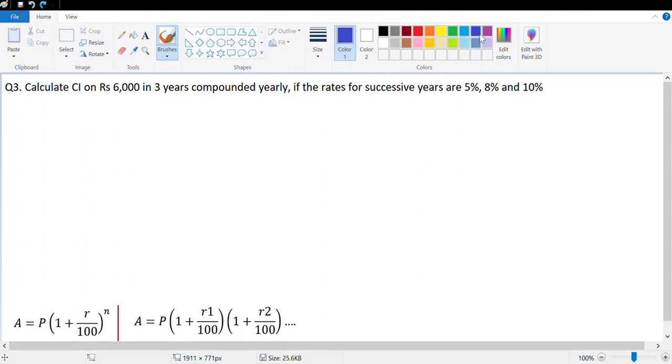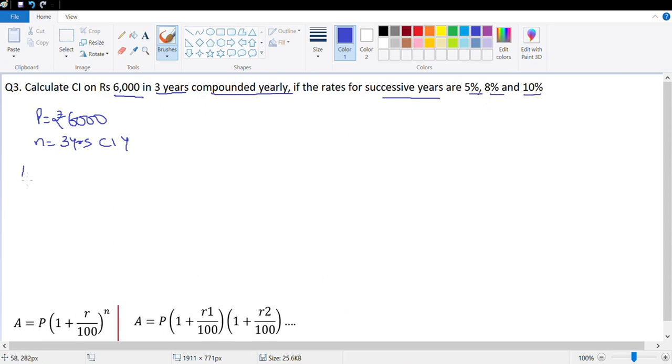So let's look at the question. The first question that we do is question 3. It says calculate compound interest on rupees 6,000. So principal is given equal to rupees 6,000 in 3 years. So N is 3 years compounded yearly, which means compound interest yearly if the rates are 5%, 8%, and 10%.